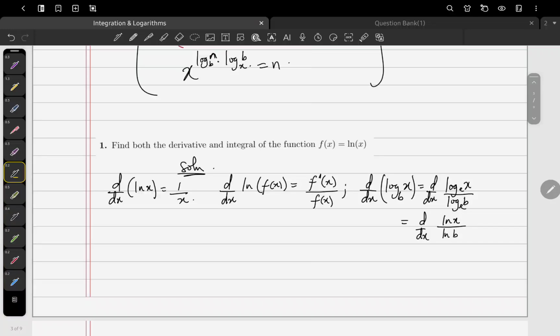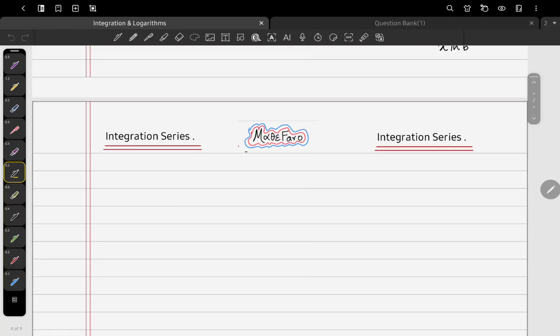But natural log of b is just a constant, so I can pull it out. So that will be 1 over natural log of b times the derivative of natural log of x. And we know that the derivative of natural log of x is 1 over x. So this is 1 over x times natural log of b. So if the b is 10, which is the common log, the answer will just be 1 over x ln 10.